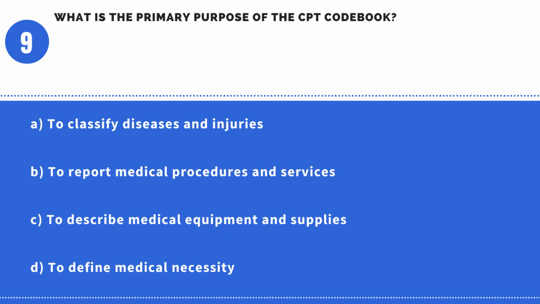Question 9. What is the primary purpose of the CPT codebook? A. To classify diseases and injuries. B. To report medical procedures and services. C. To describe medical equipment and supplies. D. To define medical necessity.